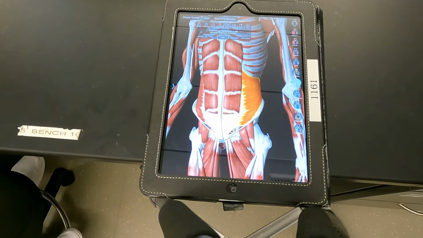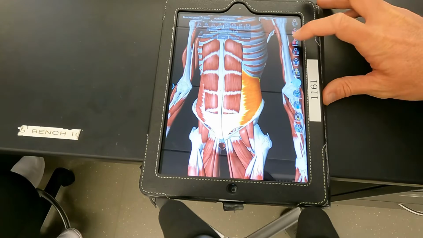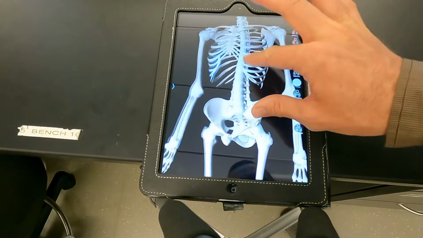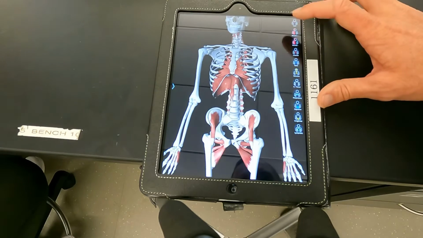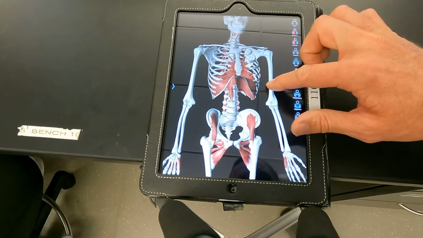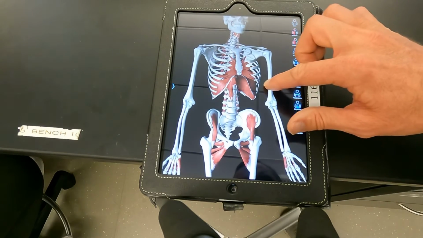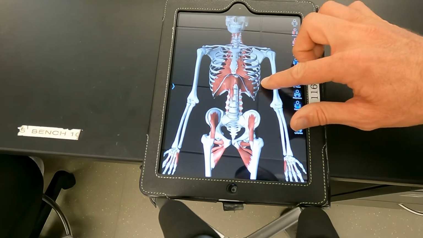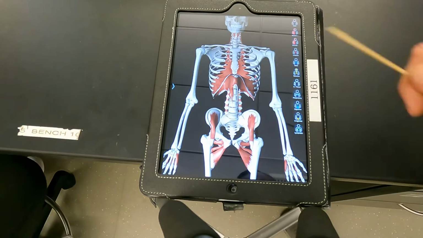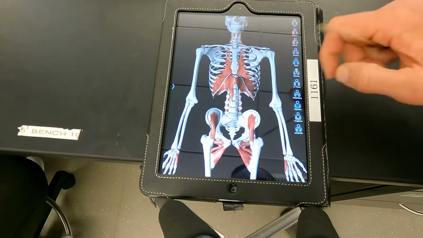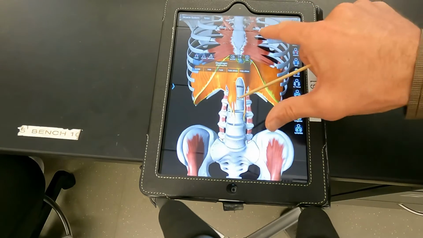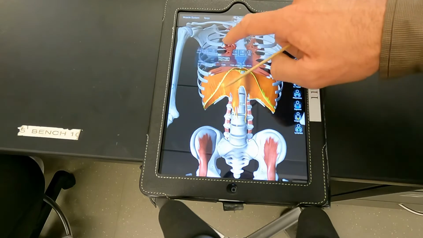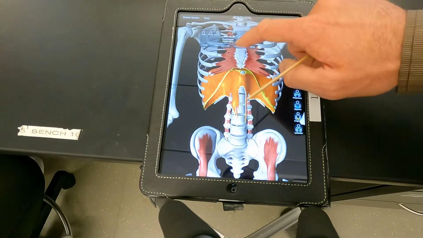Good. Just a couple other things since we're here. Let's go down to bare bones again. Then add a layer of muscle. And there's this really bizarre looking muscle that separates the thoracic cavity from the abdominal cavity. It's kind of like an umbrella. Let's go ahead and select that. And then not only that, let's isolate it.